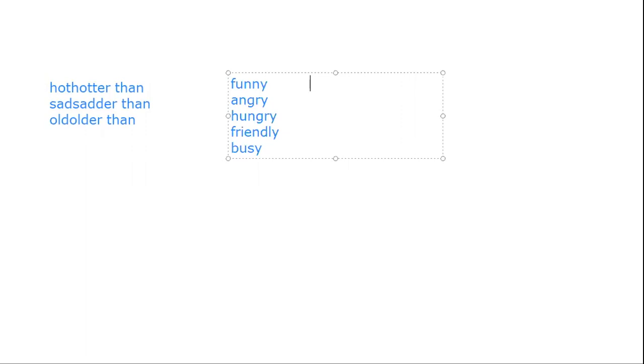Friendly. Two or three? Two syllables. Okay, and busy? Two syllables. Okay, so according to the rule that we just studied, what are we going to do? Change Y to I and add ER.